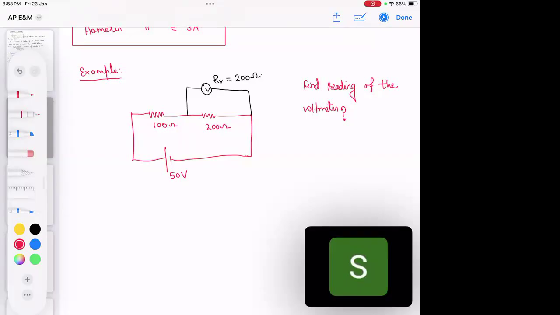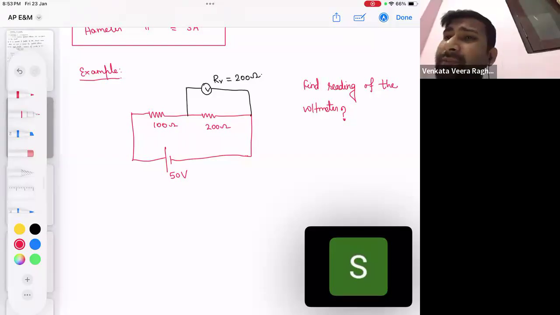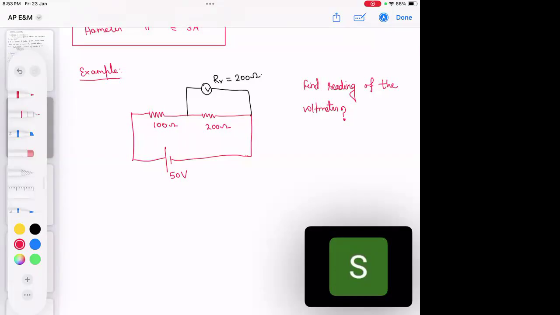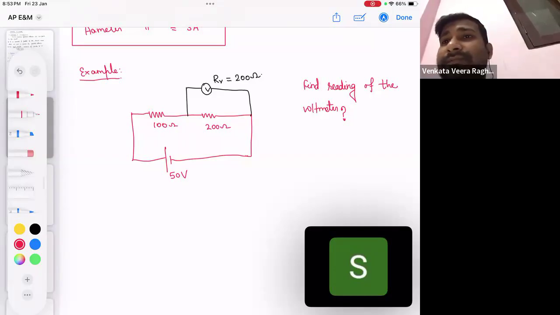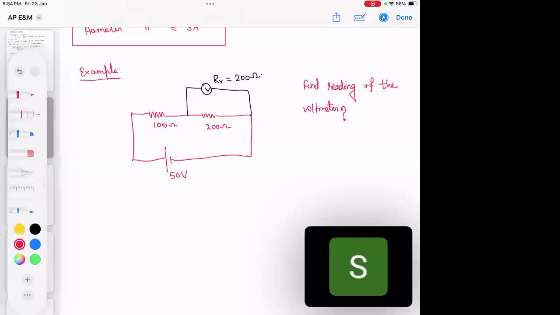50 volt, sir. How much is that coming? 50 volt. 50 volt, so that's the complete battery voltage, right? One minute, sir. It can't be 50 volt, isn't it? Because the entire battery voltage is 50 volt. So some voltage will come across the 100 ohm resistance, some voltage will come across the 200 ohm resistance. It can't be that all of it falls here. Yes, sir. Please check it.